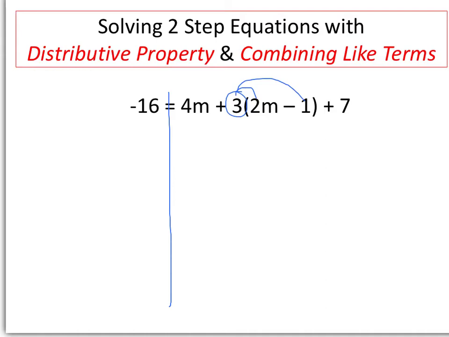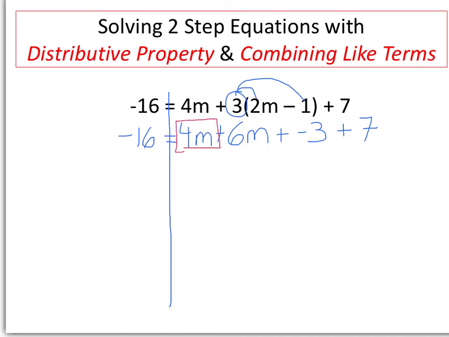So 3 times 2m is 6m. 3 times negative 1 is negative 3. There are only 2 terms inside those parentheses, so every other term that you see over there on the right, we need to just bring down. Okay, and we bring down the equal sign as well, and we bring down the negative 16 on the left. And so now we need to take a look at all of those 4 terms we see over on the right, and we ask ourselves, do I see any like terms? And the answer is yes. We have 4m and we have 6m, so those 2 will be combined.